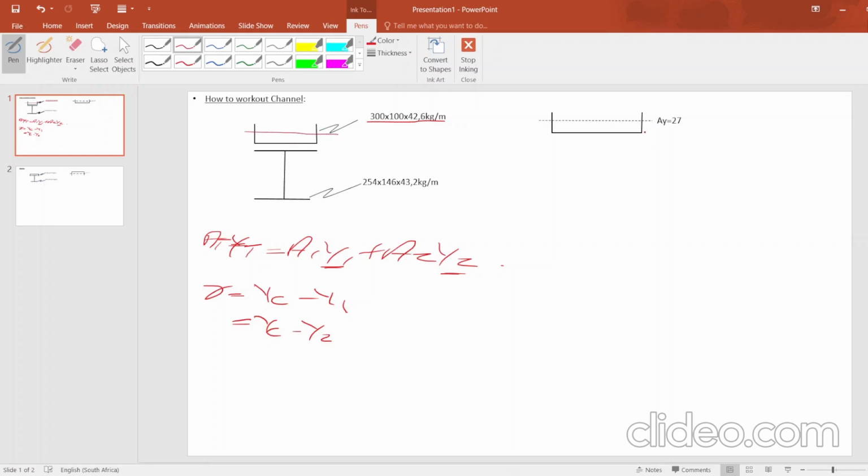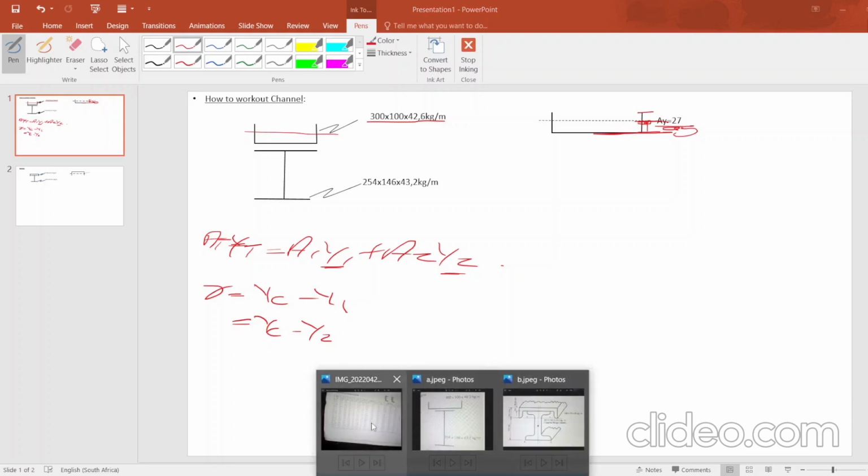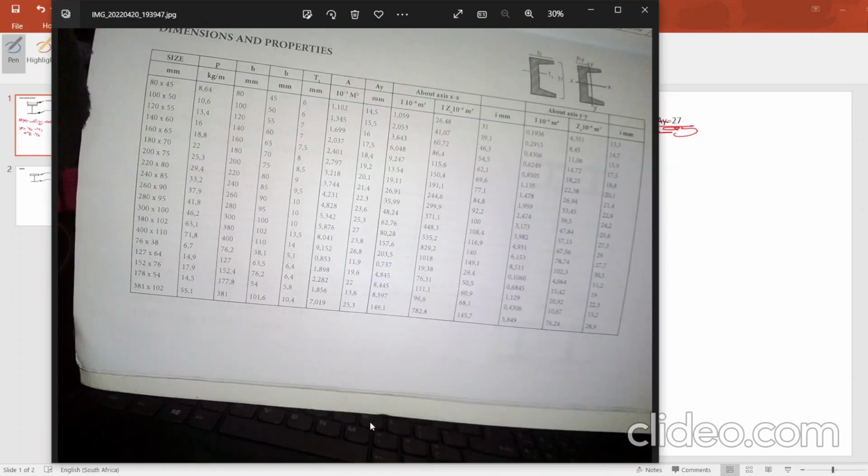Our AY is the distance from the base of your channel to the center of your channel. Now, it is not from the center to the tip of your channel, but it is from the base of your channel to the center. That is your AY. When given a compounded beam like this and your channel is facing up, in calculating your Y1, you will look for AY. Now let's go to the hot roll and look for that, to verify that it is 27.